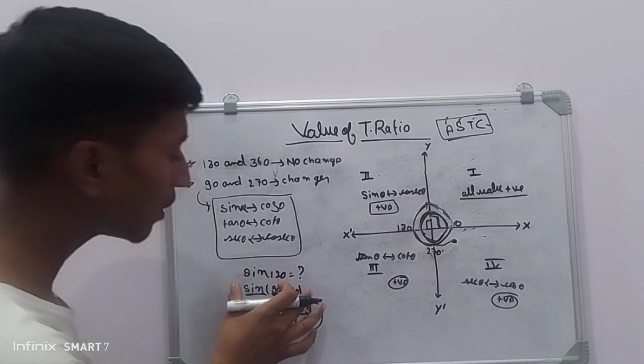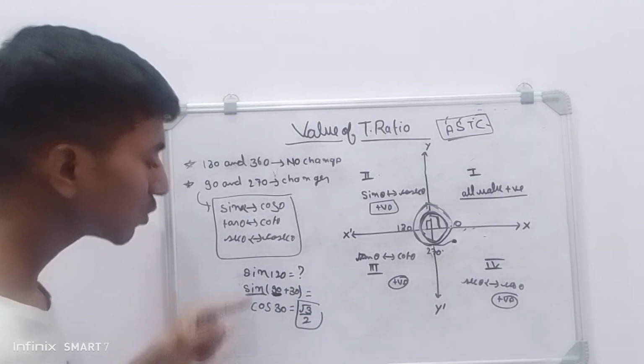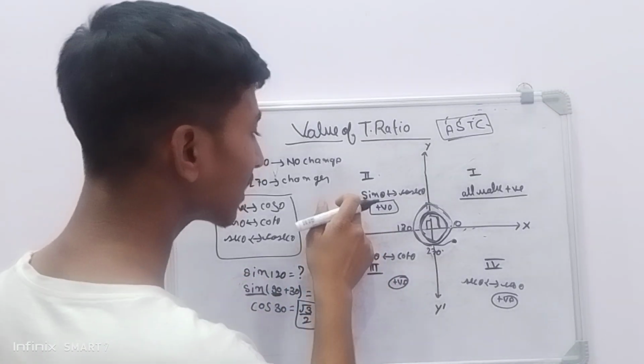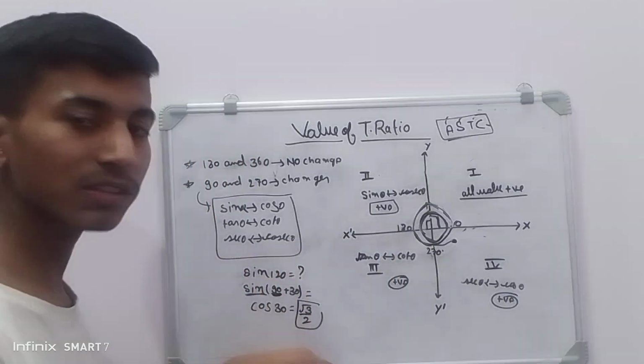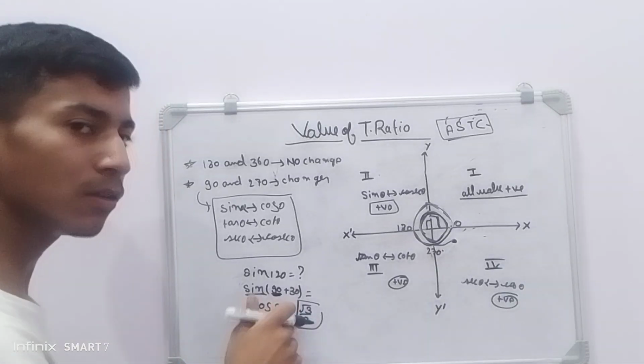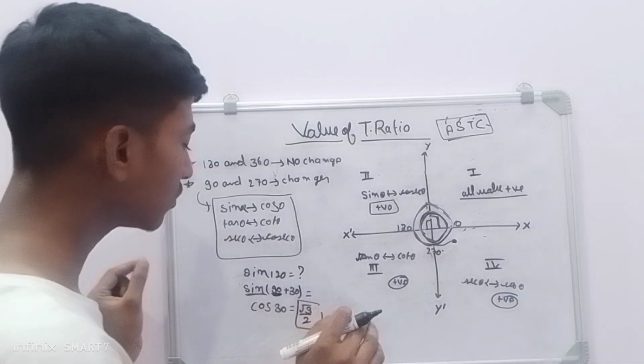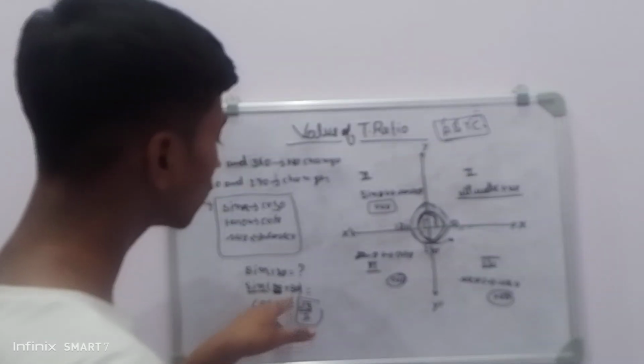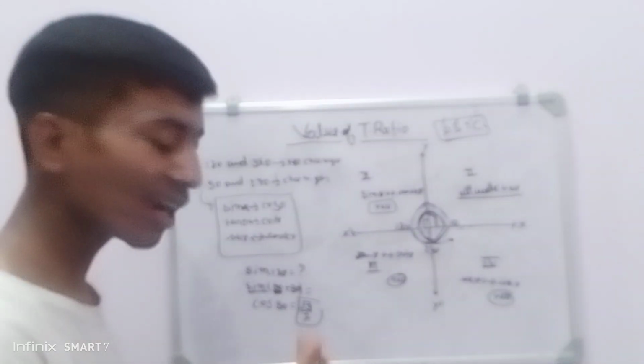Will it remain a positive value or negative? Sine 120 lies in the second quadrant, in which sine remains positive. That means this value remains positive and there is no change. So sine 120 is equal to root 3 by 2. This is the answer.